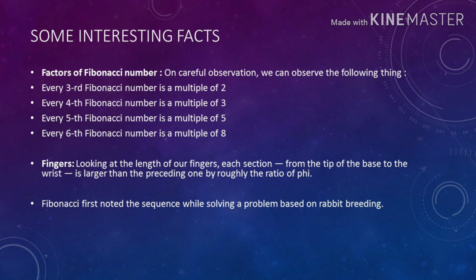Fingers. Looking at the length of our fingers, each section from the tip to the base to the wrist is larger than the preceding one by roughly the ratio of phi. Fibonacci first noted the sequence while solving a problem based on rabbit breeding.